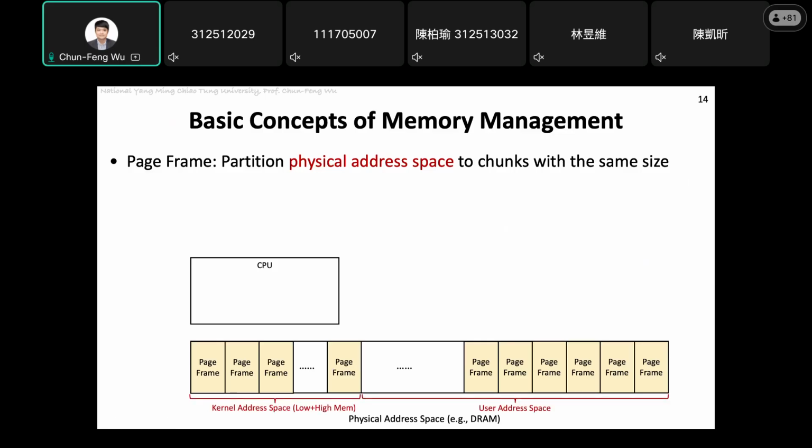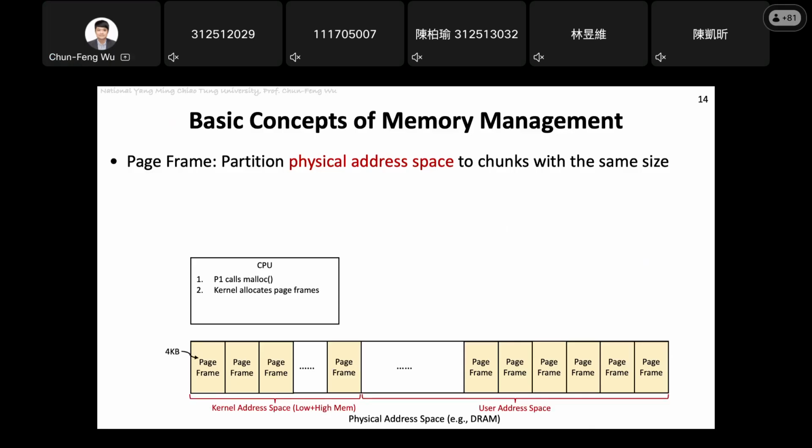Okay, so if this is a DRAM, there are some places allocated for the kernel, and there are some places allocated for the user process. And we will talk about this later.